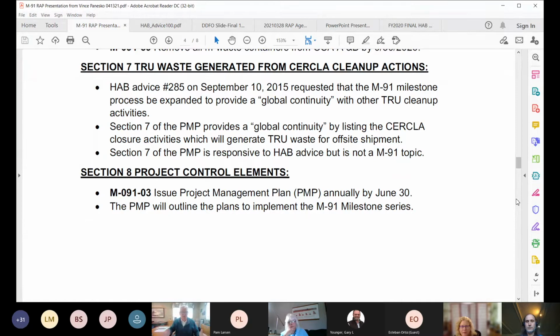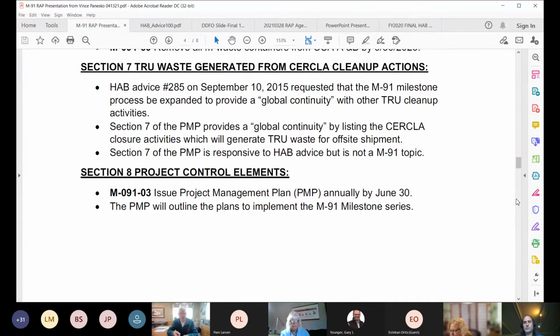This is the cleanup action surrounding it, the rest of the global continuity portion that the HAB was concerned about. I'm sure it's probably not as thorough as we might want it, but this is a topic for follow-up. The two topics are follow-ups, and that's the conclusion of my presentation, so we can get into questions.